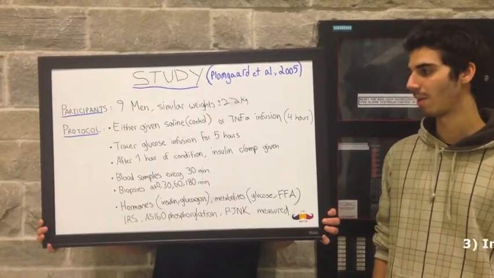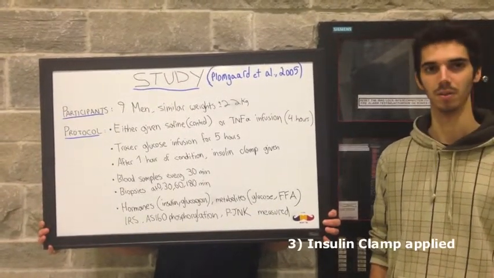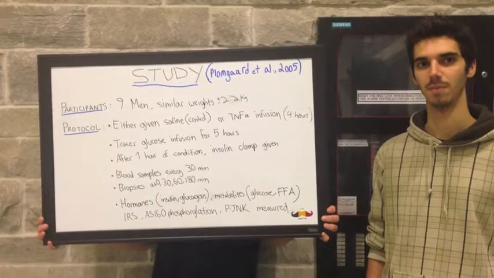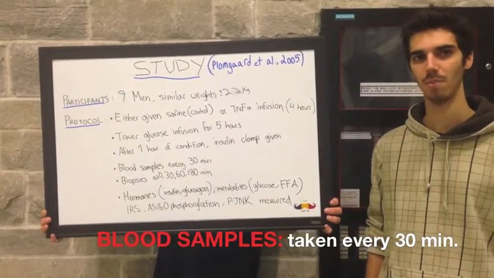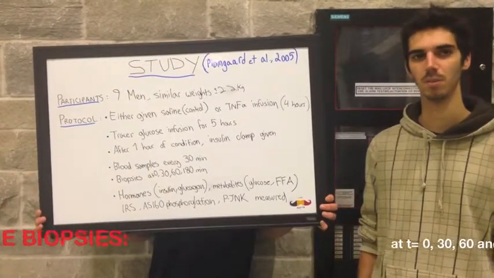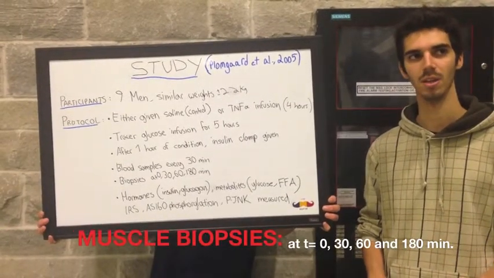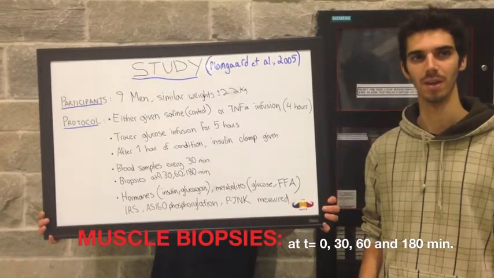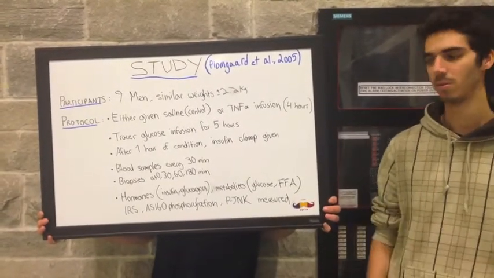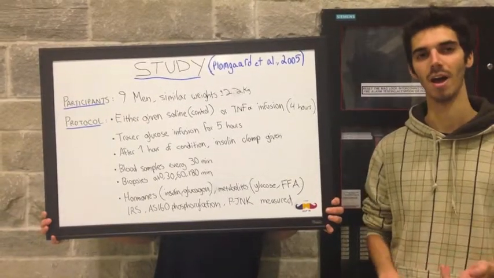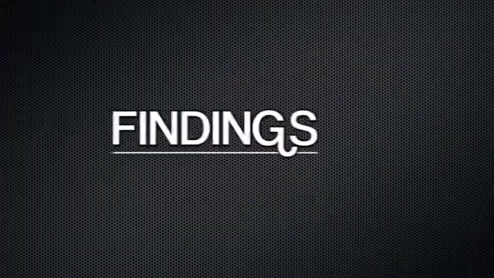An hour after that, an insulin clamp was placed on them. This all lasted for 3 more hours. Blood samples were taken every 30 minutes, and muscle biopsies were taken at 0, 30, 60, and 180 minutes. In this study, they tested for hormones, metabolites, IRS, and a number of other factors.